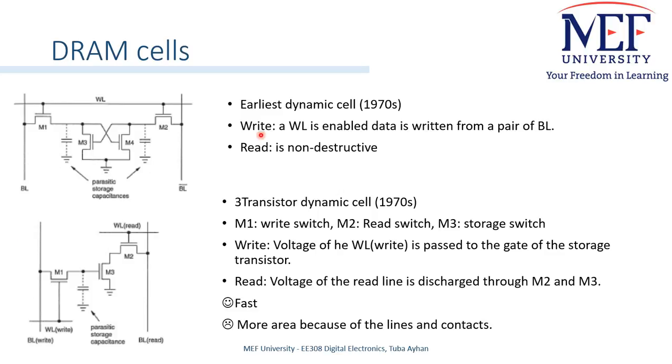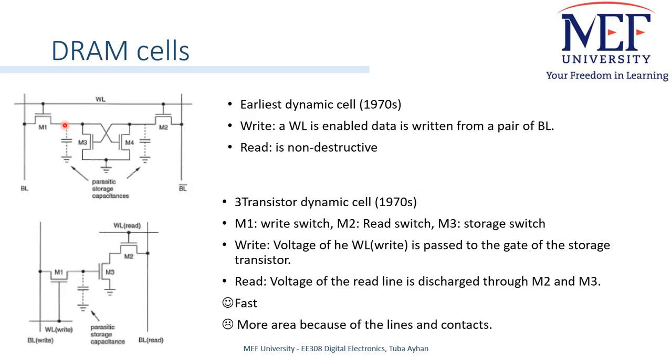Here we can see the earliest versions of DRAM cells. In write operation, a word line is enabled and complementary data are written from a pair of bit lines shown on the right and on the left. Charges are stored in the parasitic and gate capacitances of the node connected with a high voltage bit line.